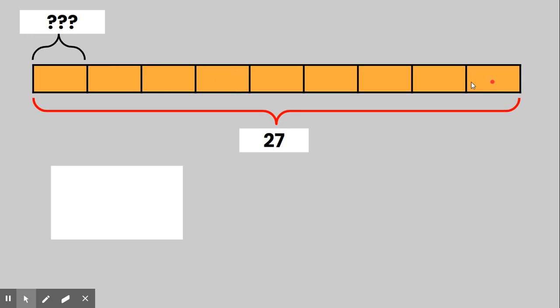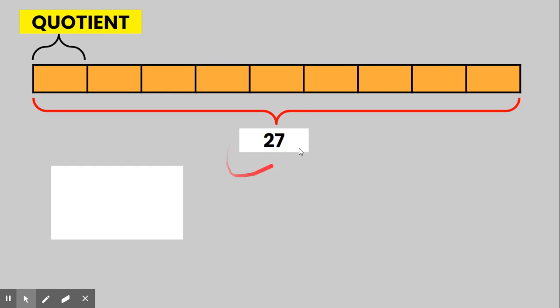The other value we have is how many groups there are. 1, 2, 3, 4, 5, 6, 7, 8, 9. We know the whole value. We know how many groups there are, but we don't know how much one part has as its value. So to find this answer, we will have to divide and find the quotient.